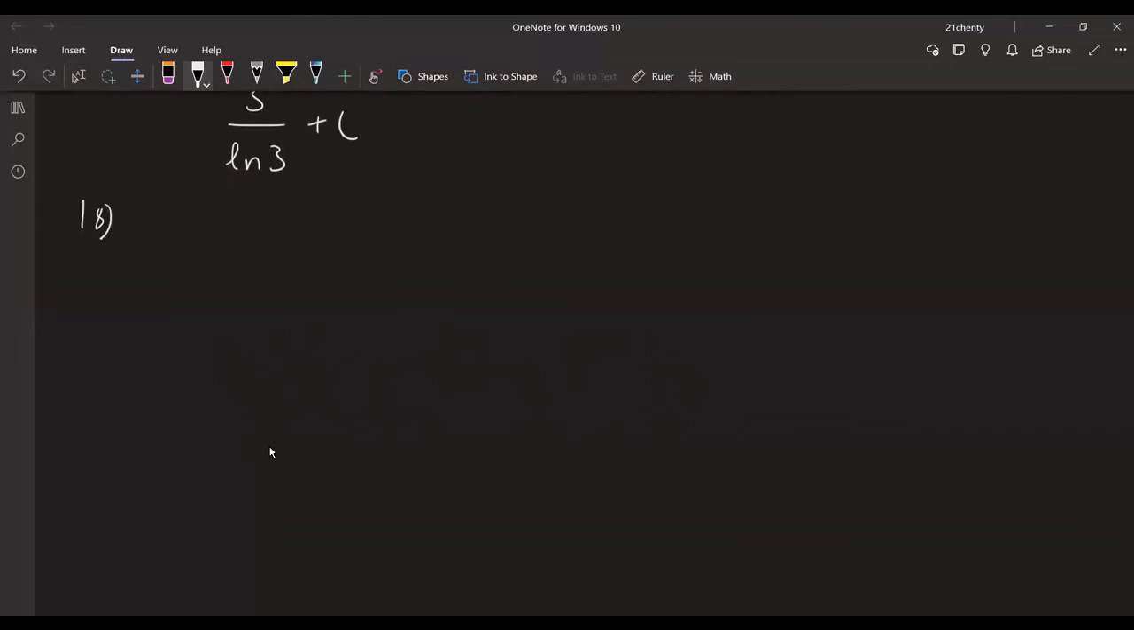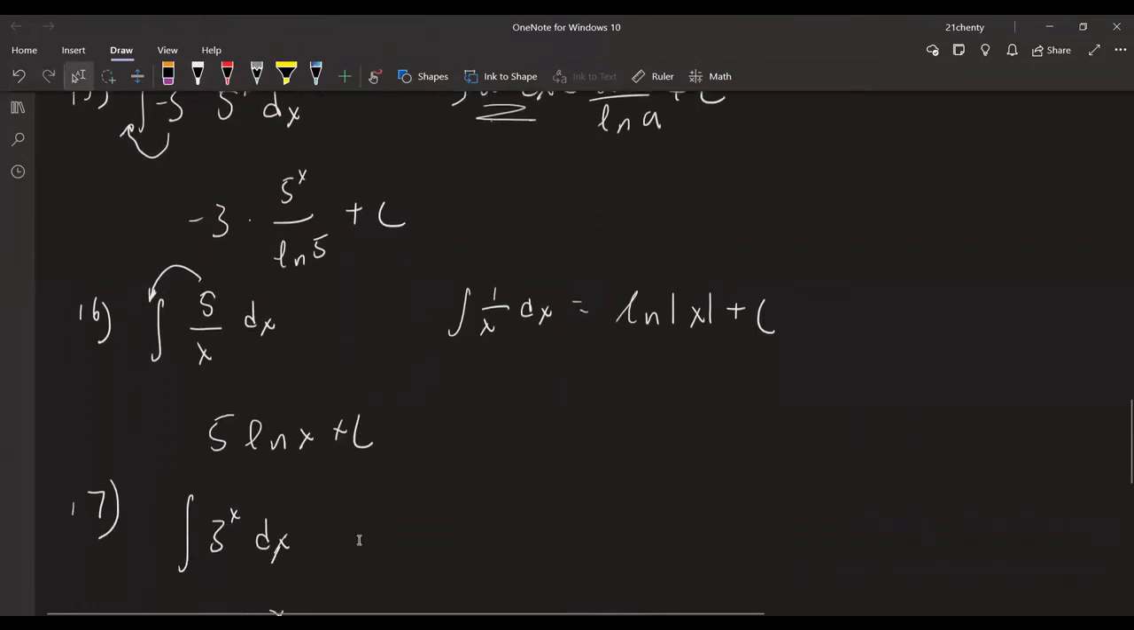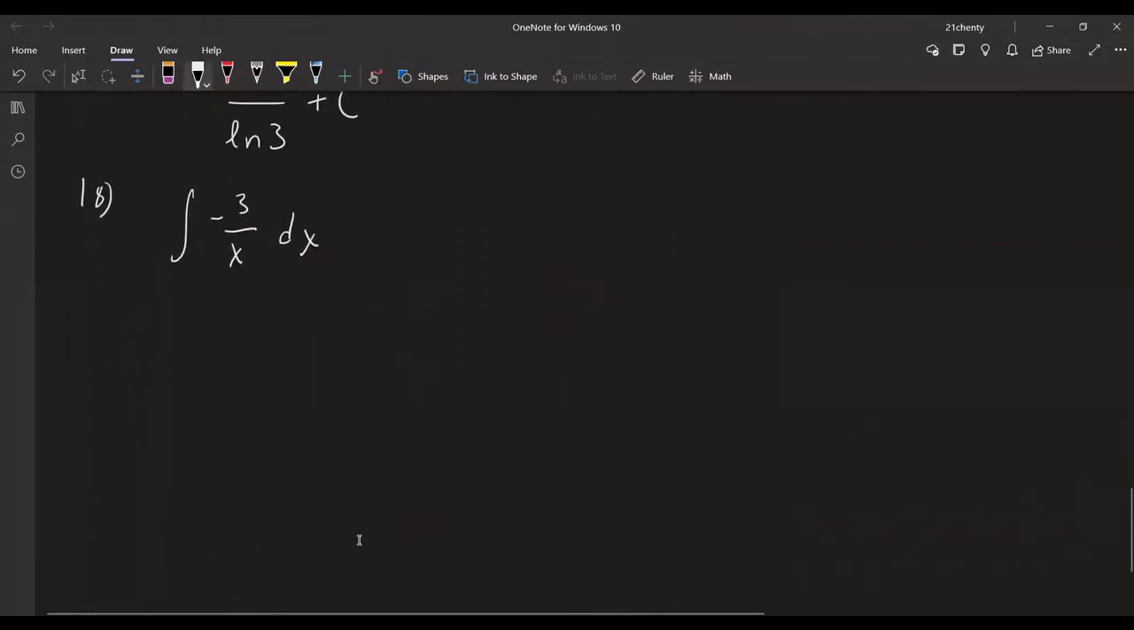Now 18 is just a variation on 16. So just solve it the same way. We get -3 ln x plus c. And 19 is the same. All right, 19, you guys, I'm sure you can figure it out, so I'll skip this one. That brings us to 20.